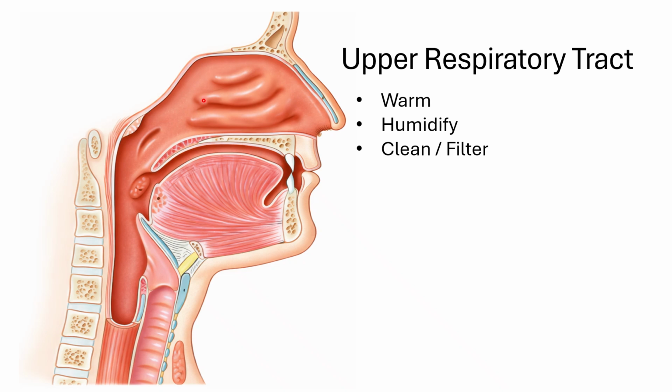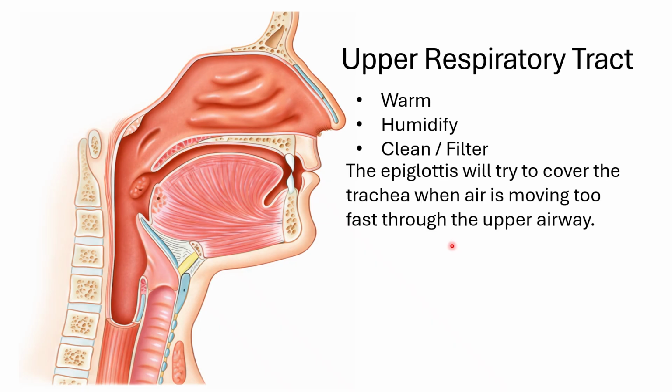So all of this right here is called the nasal turbinates. A lot of body surface area there, so we can warm, humidify, and clean the air. The next thing that we have to think about is if that isn't happening, if air is going through the upper airway too fast, the epiglottis here will try to cover the trachea to protect it from what could be dirty or too cold, too dry of air.